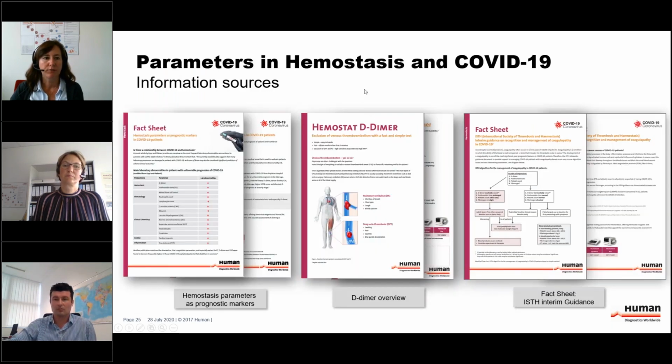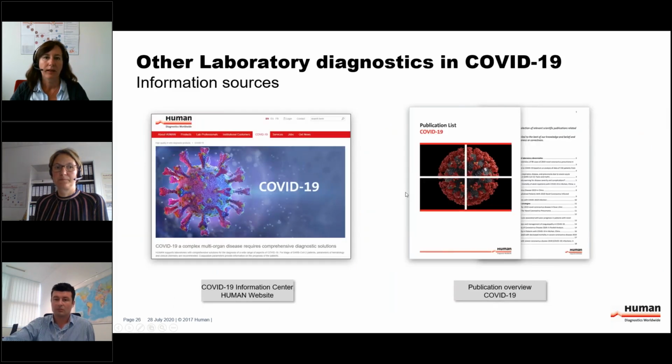Further information you can find on the Haemoscan website, for example, the fact sheet about hemostasis parameters and D-dimer overview, and also a fact sheet summarizing the ISTH interim guidances, including a management algorithm. There is a dedicated segment for COVID-19 on the website, where you can find, for example, also the current publication list for COVID-19.